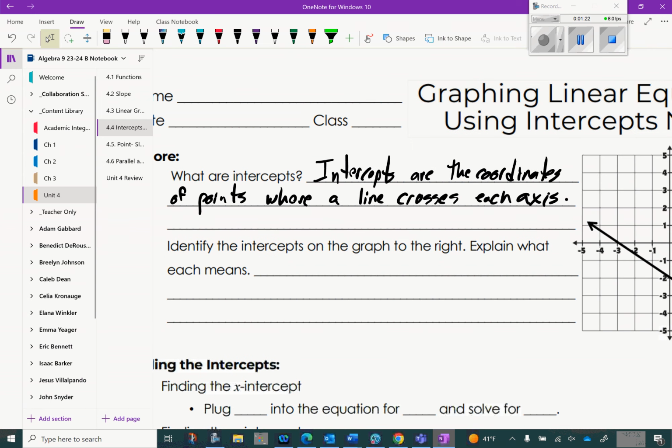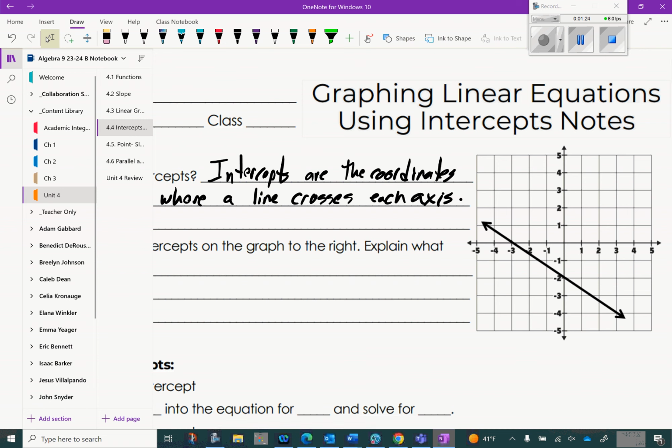So for the next part here, where does this line cross the x-axis? Well, that happens over here. So we should be able to say for the x-intercept, this is the point -3, 0.